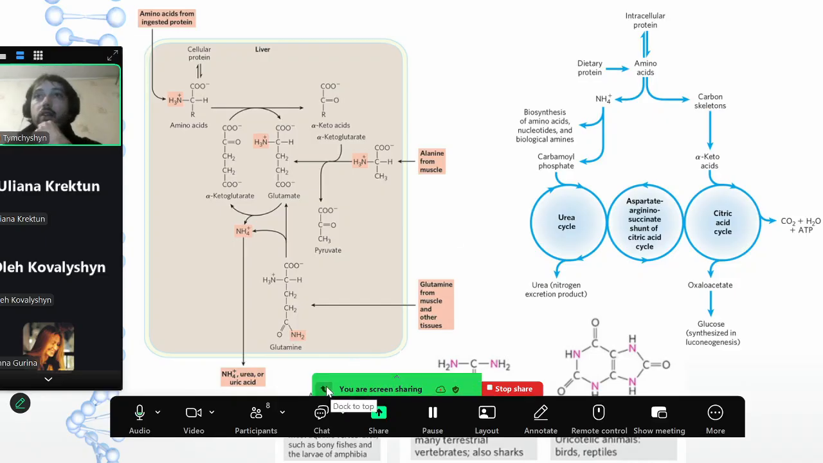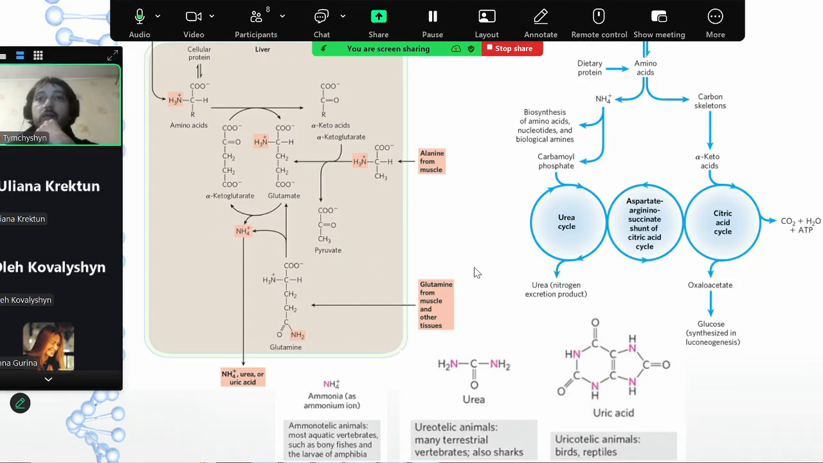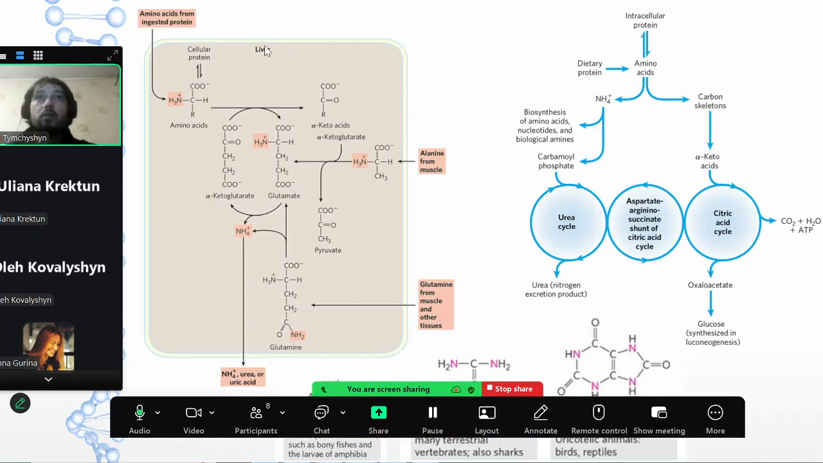So here is an image that shows some ways of different amino acids and what can be done with all of that. So here is the liver cell. Here you see some amino acids from, for example, digested protein. So we have captured, I don't know, some animal and eaten that. Or that may be a result of degradation of some cellular protein. So here is the amino acid. Here is the pathway that transformed that into alpha keto acid. So here you see no nitrogen.